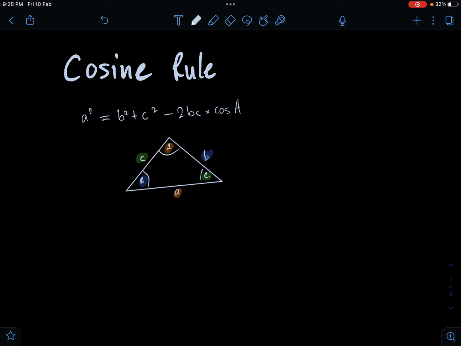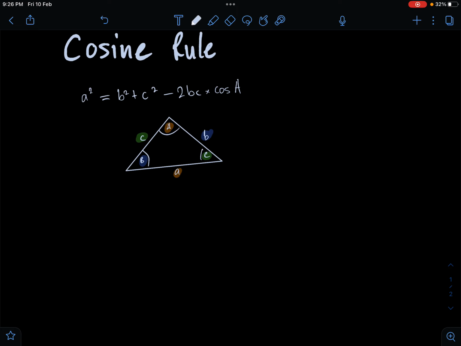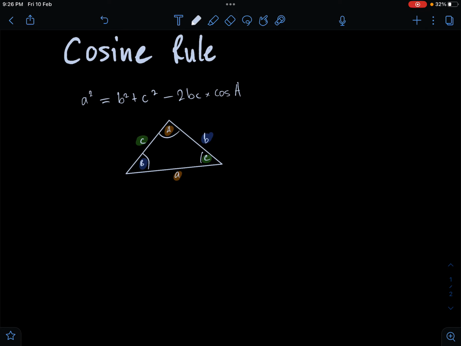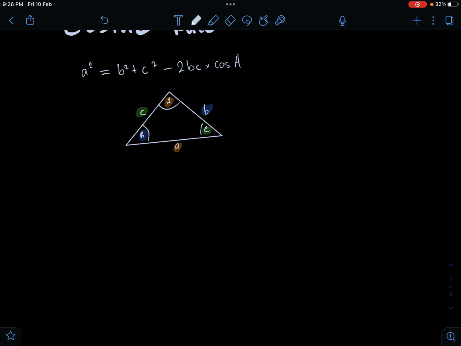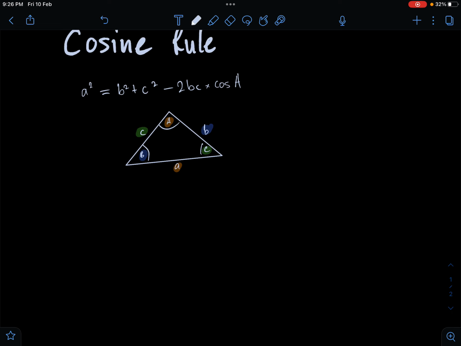Today I'm going to be going over cosine rule, which is similar to the previous video I did on sine rule, and I'm just going to be doing a couple of practice questions and explaining a couple things to look out for. But overall, it's not too difficult of a topic once you understand it and you can apply it to questions. It's fairly repetitive, so you should get the hang of it quickly.